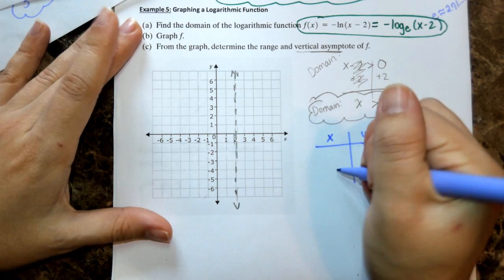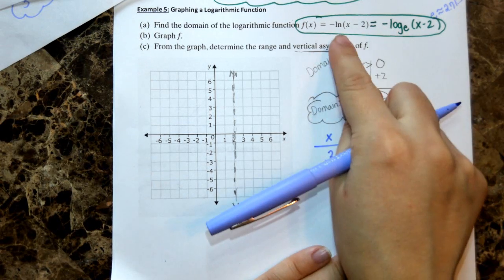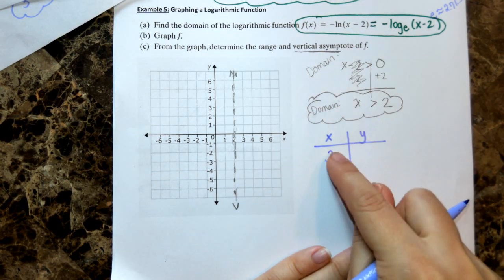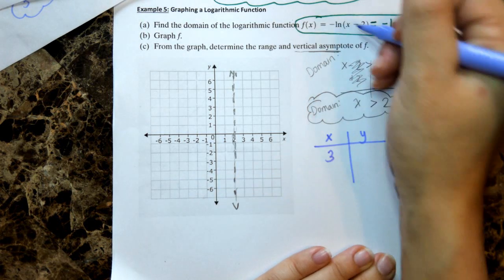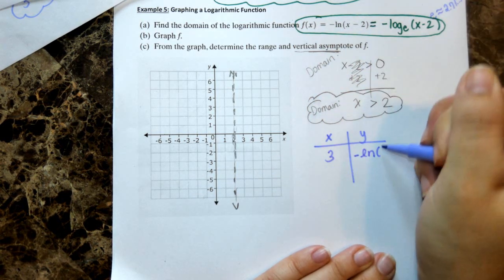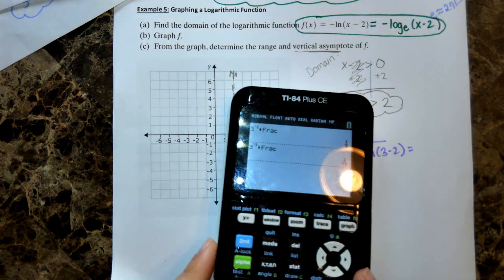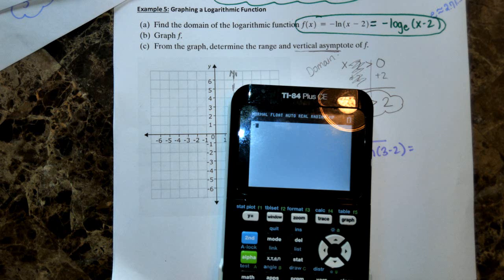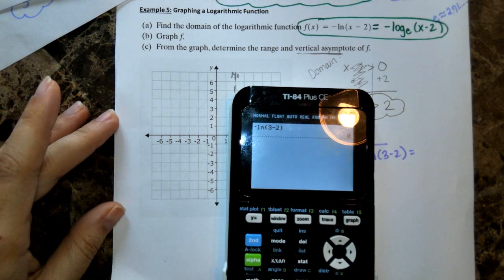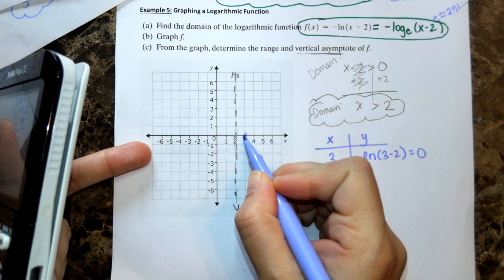So I'll go ahead and start my x value at 3. And my y value will be, we'll just plug in this 3 value for x. I'm going to go ahead and just use the first one. So negative natural log of 3 minus 2. And I don't know what that is, but I'm going to go ahead and type that in. Negative natural log of 3 minus 2. And I got 0. So 3 comma 0 is one of my points.